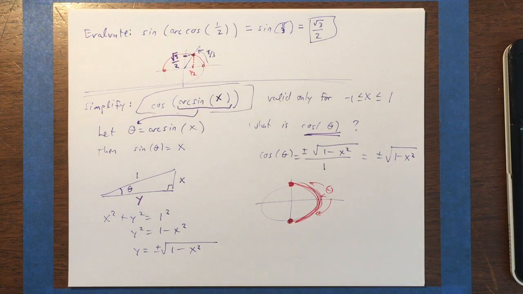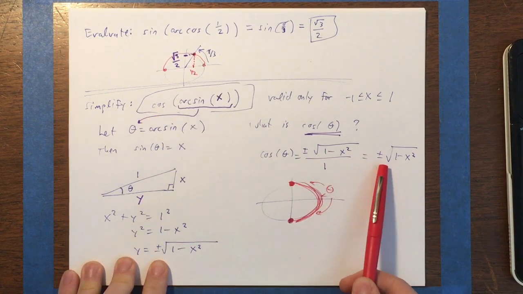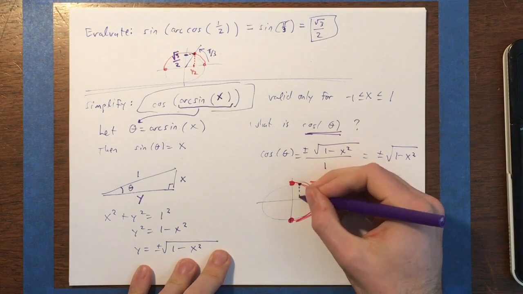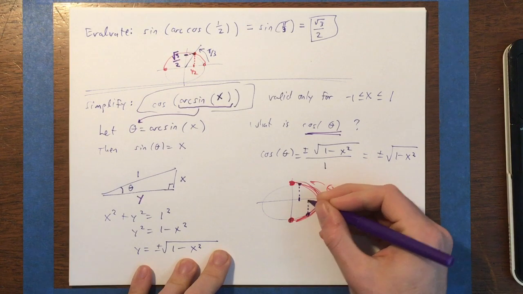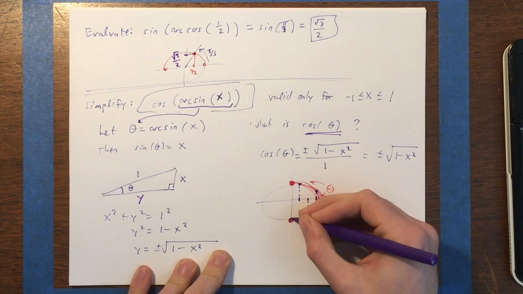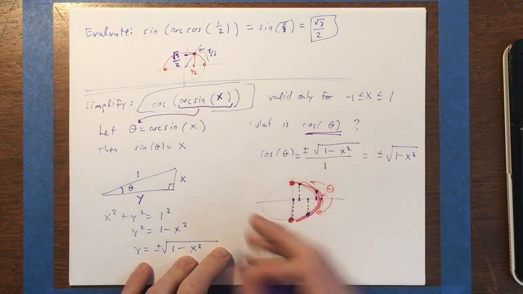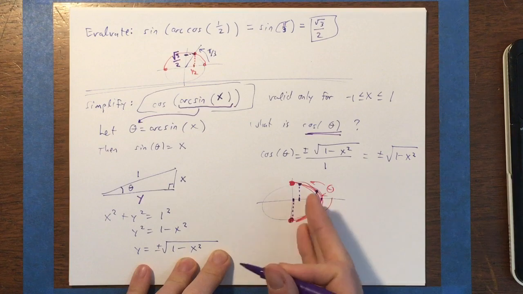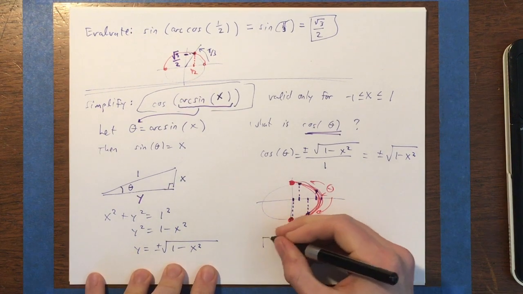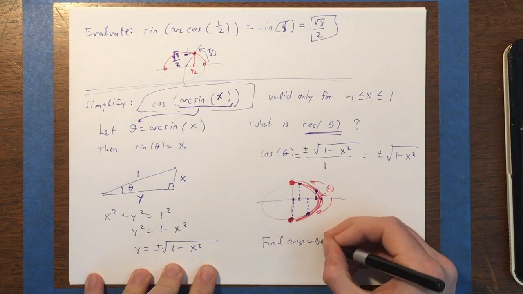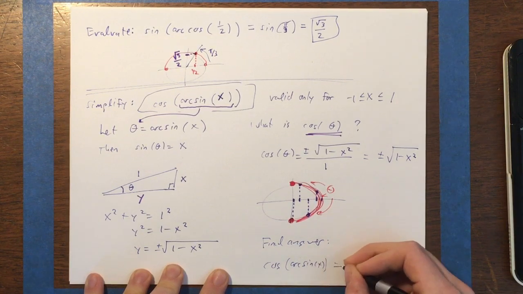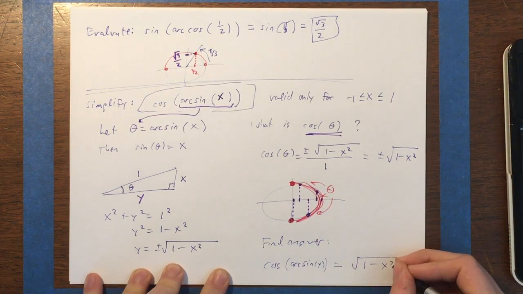So the question is, is cosine going to give us a positive or a negative number as an output? Well, on this range, no matter where you are, cosine is going to be positive, right? It doesn't matter where we are within this range, even if we're at one of the endpoints, cosine is going to be positive, or at least not negative. It might be 0, but it's not going to be negative. So because of that, we can conclude our final answer: cosine of arcsine of x is definitely going to be the positive square root of 1 minus x squared.